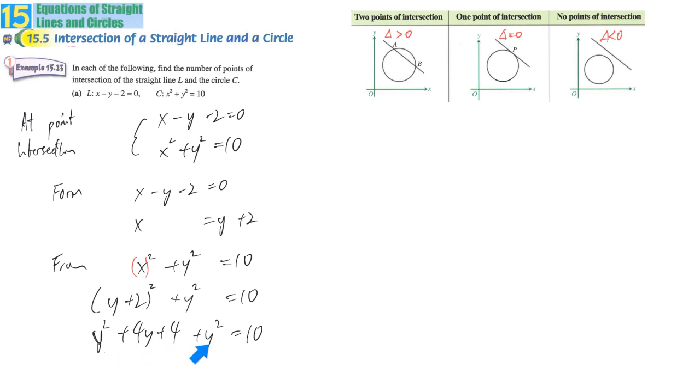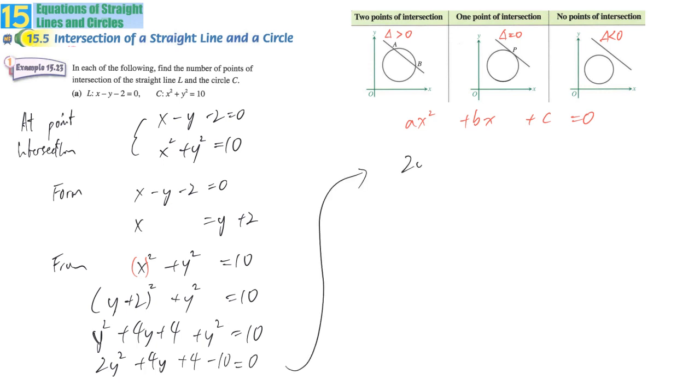No matter whether we are finding the exact position of the intercept point or the number, we are going to tidy up in the form of ax squared plus bx plus c equal to 0. Then we can apply delta, because delta is designed to handle this format only. So it's 2y squared plus 4y plus 4 minus 10 equal to 0. That means 2y squared plus 4y minus 6 equal to 0. x or y just represents any variable here, so these are basically the same.